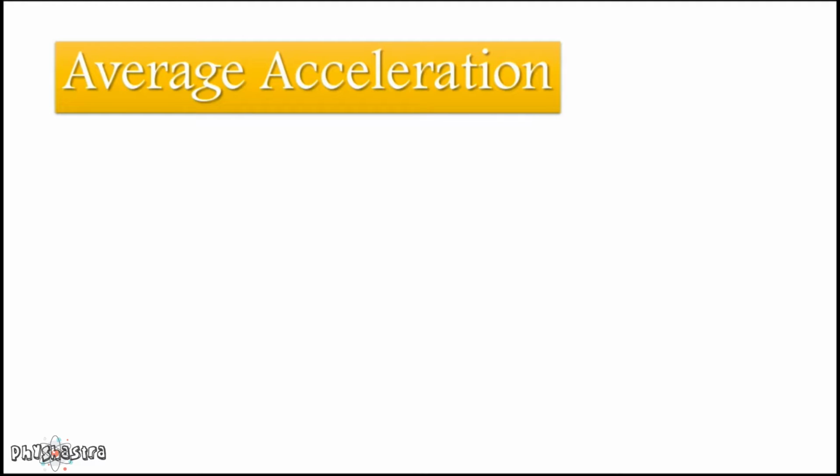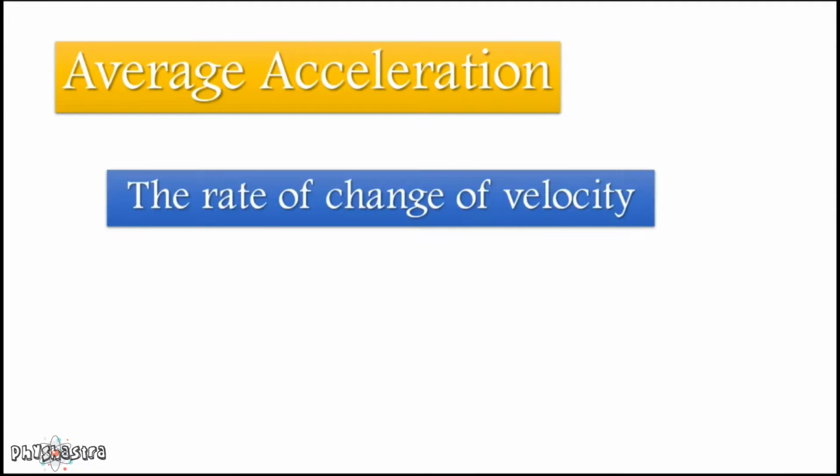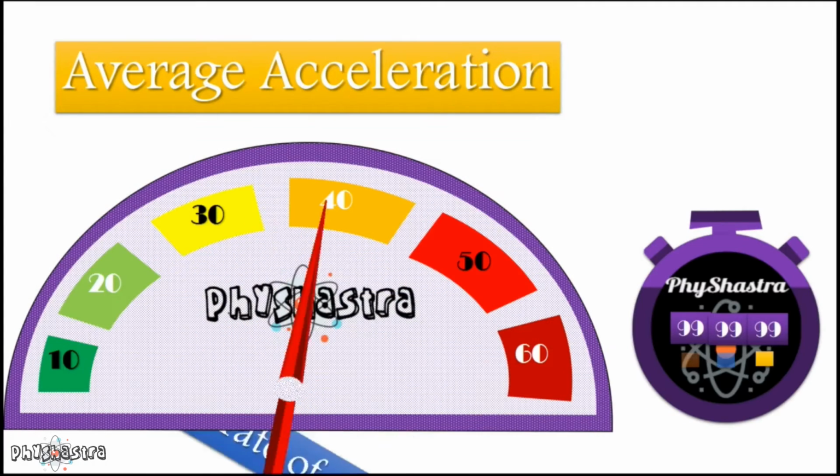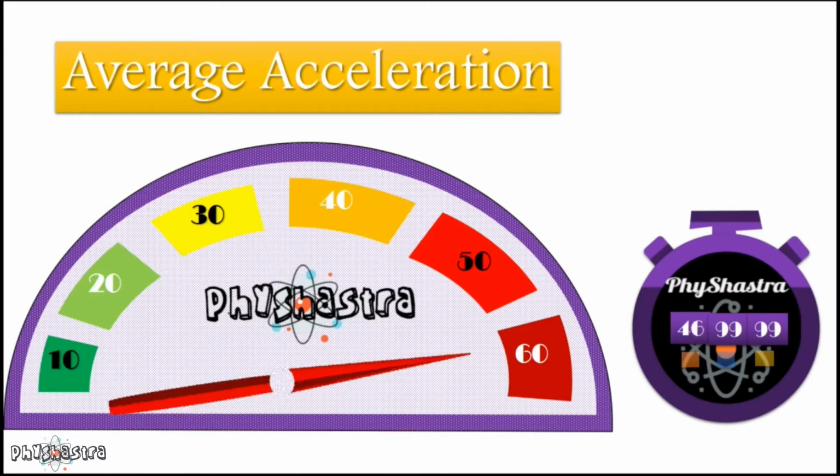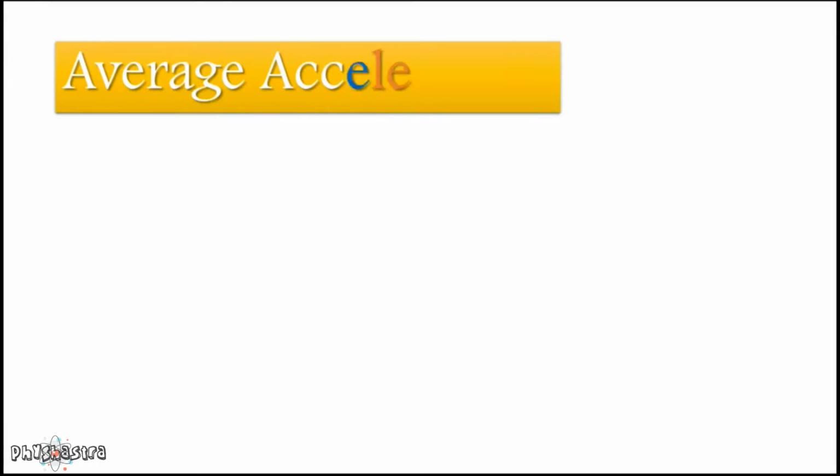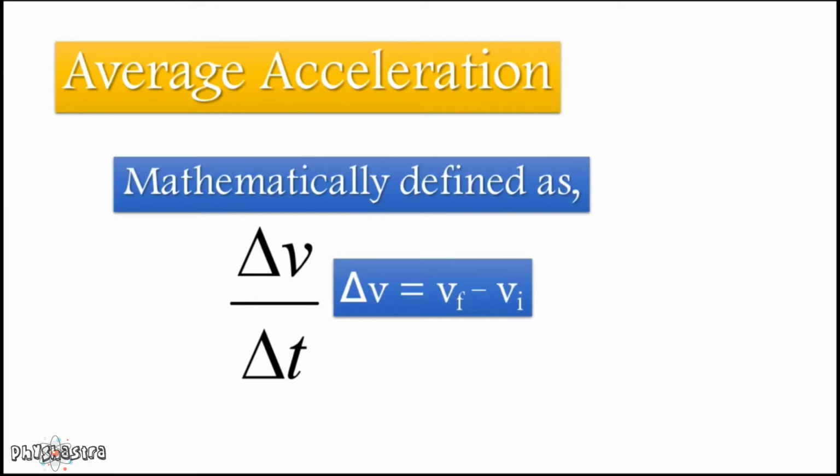Just like we started with average velocity in the previous lecture, we first define average acceleration. Average acceleration is defined as the rate of change of velocity. What does that sentence mean? When the velocity varies or changes with time, that quantity will be acceleration in general. The mathematical form of average acceleration is delta v upon delta t, where delta v is the change between final and initial velocity.